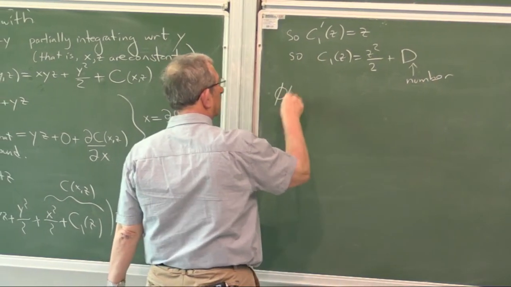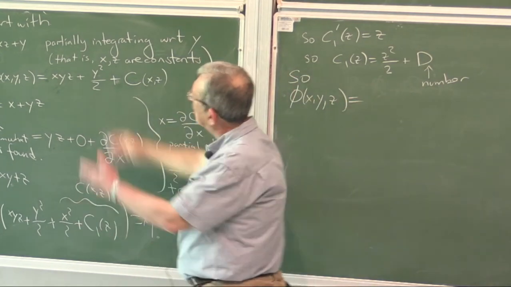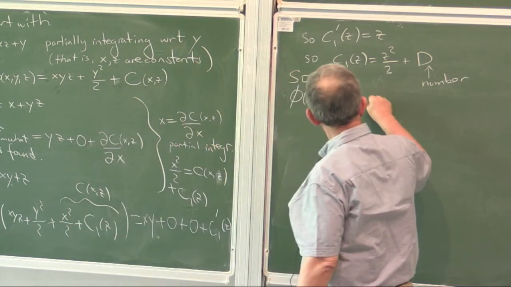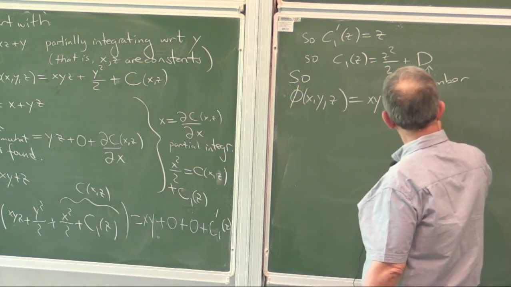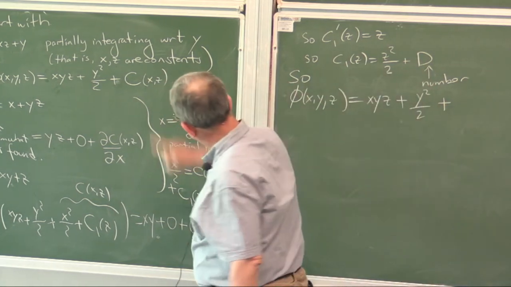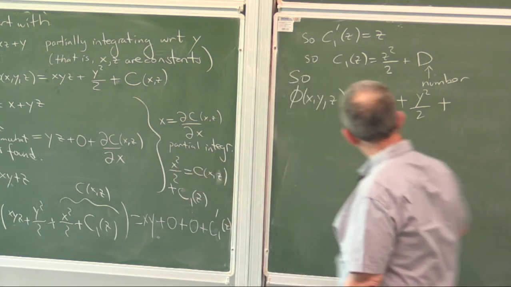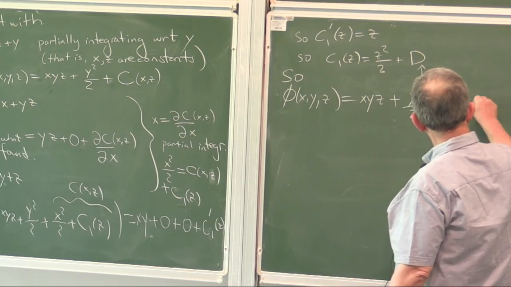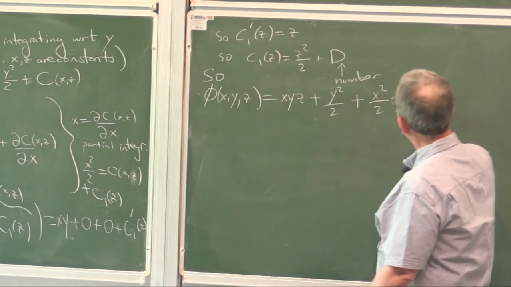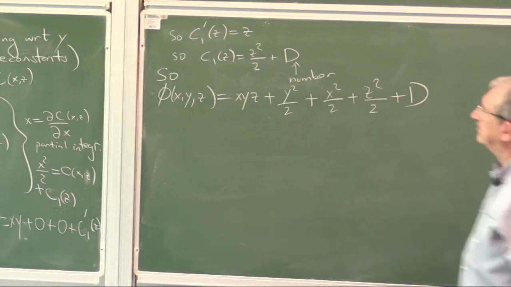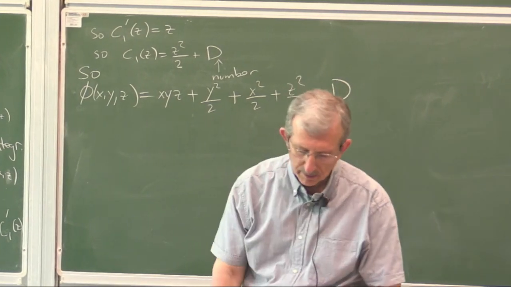So in total, phi(x,y,z) becomes, okay, starting from the very start, it's xyz plus y squared over 2 plus c(x,z). Now c(x,z) was x squared over 2 plus c1(z), but c1(z) is z squared over 2 plus d. So this is the wanted potential.